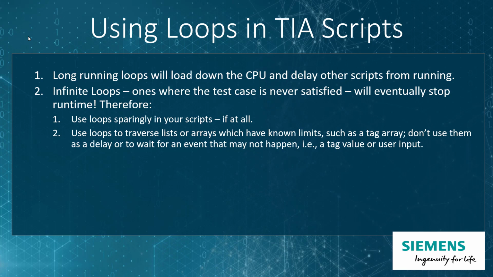Also, only use loops to traverse lists or arrays which have known limits, such as a tag array. Don't use them as a delay or to wait for an event that may not happen, i.e. a tag value going to a certain value, or waiting on user input. These things may not happen or may be very delayed, causing degradation in your online performance.